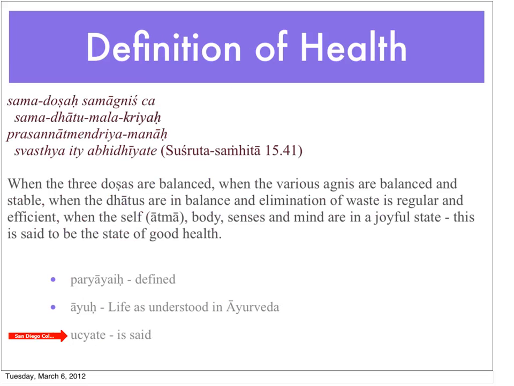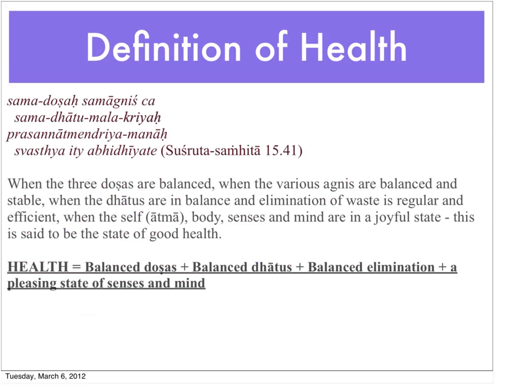So here's another verse, and this is from Sushruta Samhita from chapter 15, verse 41. Samadosha samagnischa samadhatu malakpriyaha prasannatmendriyamanaha swasthittabhidhiyate. When the three doshas are balanced, when the various agnis are balanced and stable, when the dhatus are in balance and elimination of waste is regular and efficient, when the self or atma, the body, the senses, and mind are in a joyful state, this is said to be the state of good health.